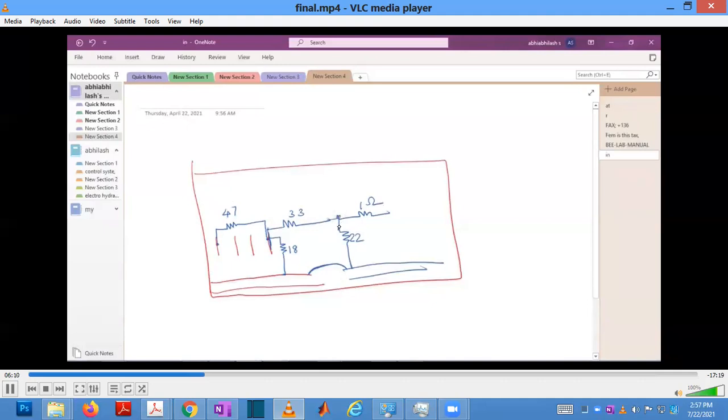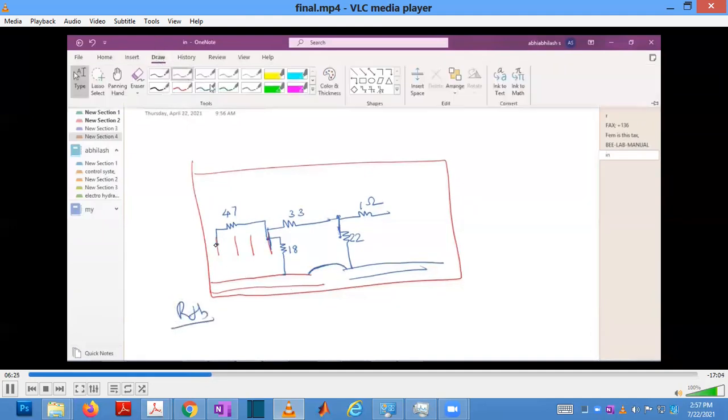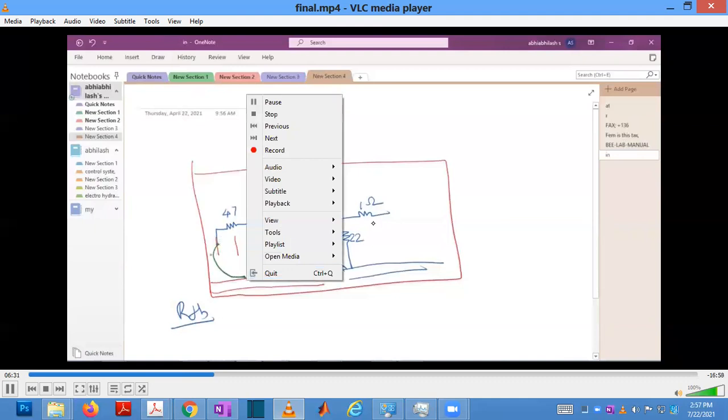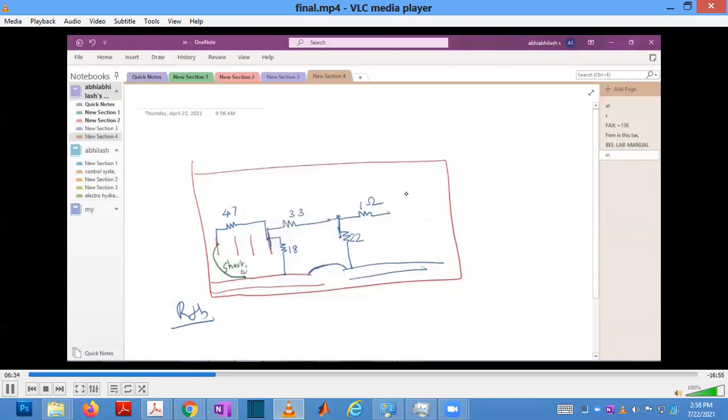Entire points you have to connect from here to here. And if you want to use the next items, you have to short circuit here. This point you have to short circuit. Now you have to find the RTH, which means you have to short circuit this terminal, this point to this point, and by using a multimeter in ohm mode, you have to measure the RTH.